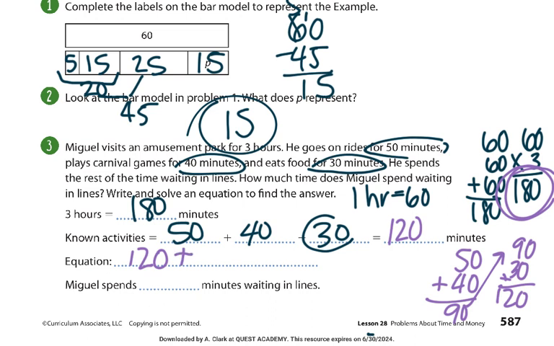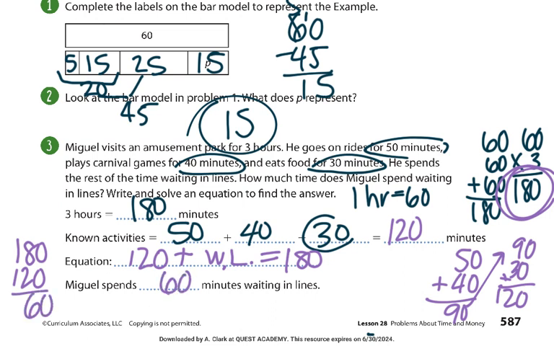And he spends the rest of the time waiting in line. So I'm going to put waiting in line for the abbreviation. Okay? And I know that in all, he was there for 180 minutes. So how do I figure out how much time is waiting in line in the queue? You take the difference. So that answer would be 60. Turn the page. Equation, though. That is the equation. 120 plus WL equals 180.